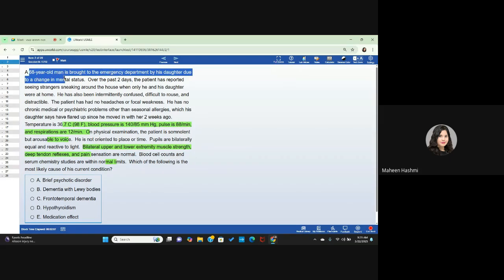A 68-year-old man is brought to the ED by his daughter due to altered mental status. Over the past 2 days, the patient has reported seeing strangers around the house only when he and his daughter were home. He was intermittently confused, difficult to rouse, distractible, and he has no other psychiatric symptoms. These neurological symptoms have flared up since he moved in with her 2 weeks ago. What's happening?